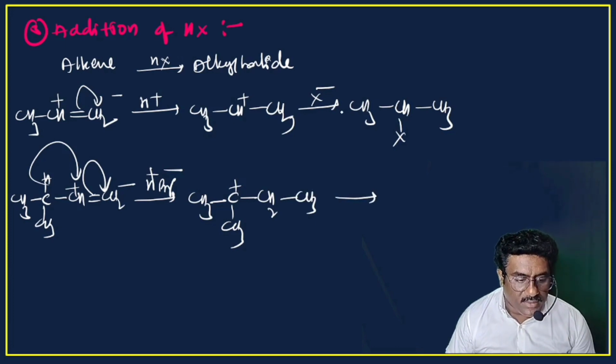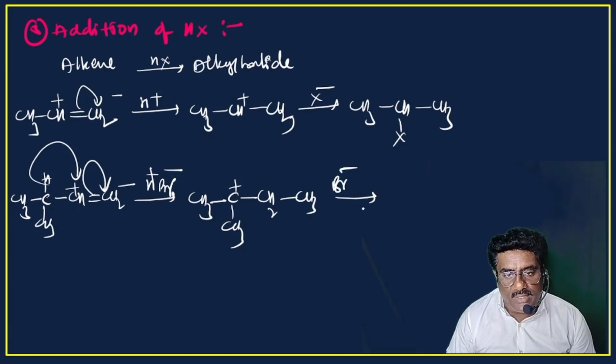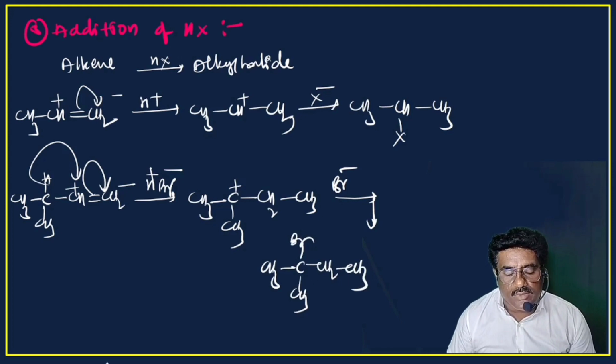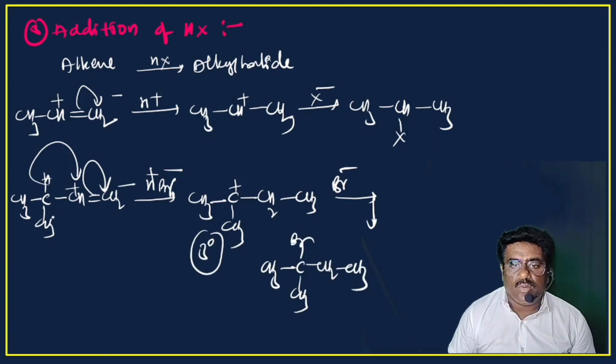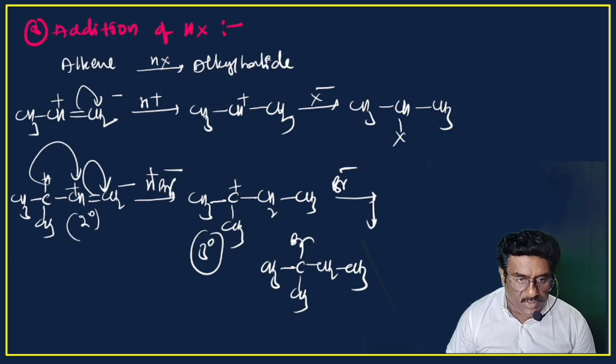Again, in the presence of Br minus, it forms what? CH3 Br CH3 CH2 CH3. This is our product. It is a tertiary carbocation. Previously what formed was a secondary. Tertiary is more stable. Yes. So I am writing one question about this.